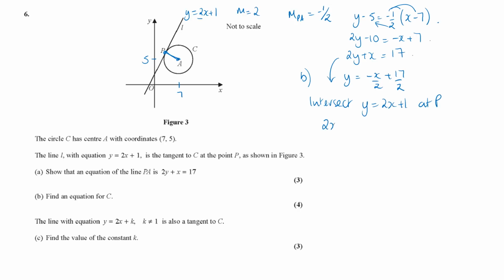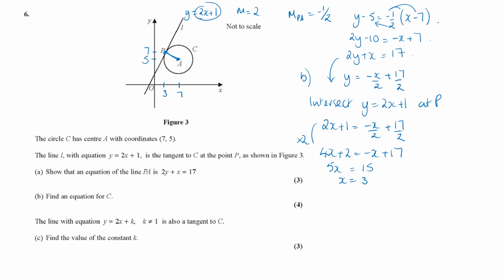So if we just make 2x plus 1 equal the minus x over 2 plus 17 over 2. Now I don't like having these fractions, so first thing I would do would be to times by 2. So 4x plus 2 is equal to minus x plus 17. Rearrange. 5x is going to be 15, so x is equal to 3. If x is equal to 3 here at P, then for y we just put 3 into the 2x plus 1. 3 times 2 is 6 and 1 is 7. So P is the point (3, 7).